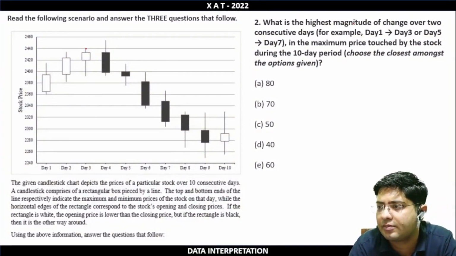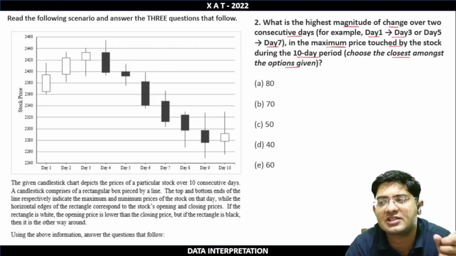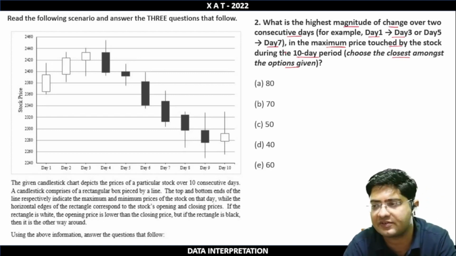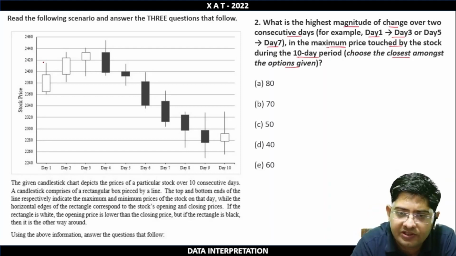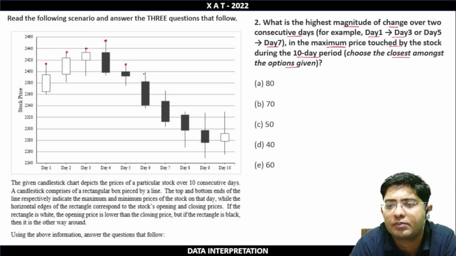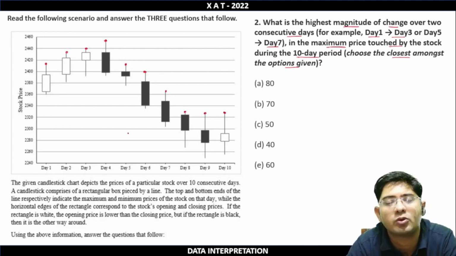What is the highest magnitude of change over two consecutive days, for example, day 1 to day 3 or day 5 to day 7, in the maximum price touched by the stock during the 10-day period? Choose the closest among the options given. So here we have to look at the highest magnitude change from two consecutive days, day 1 to day 3 or day 5 to day 7. And the magnitude change of what do we have to see? The highest, maximum price touched by the stock, which is represented by the top ends of the candlesticks. So we only have to look at the maximum change in the top ends over two consecutive days, the magnitude change.